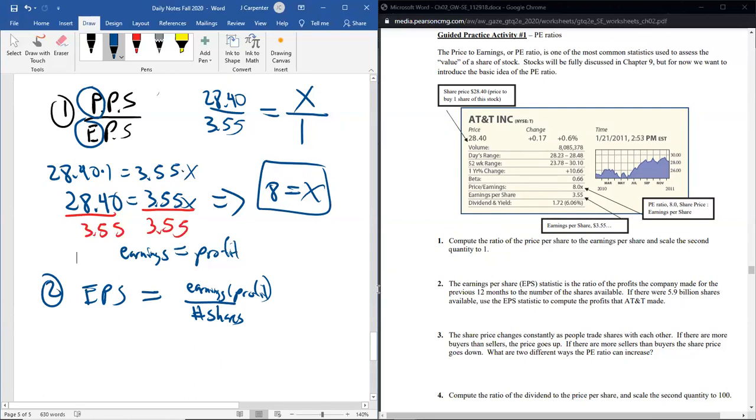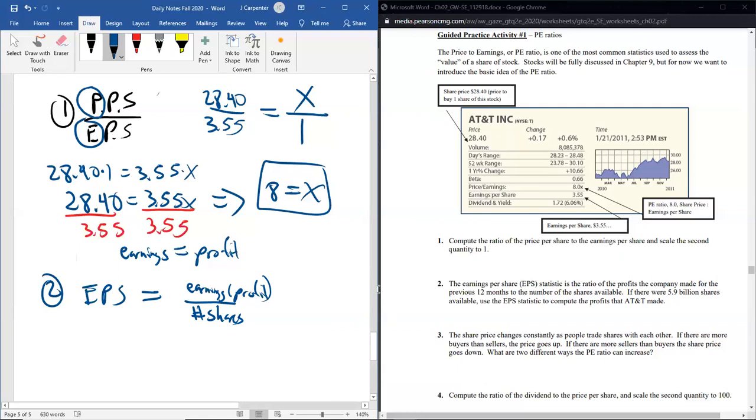They tell us that there were 5.9 billion shares available. That's also not in this table. I've always felt like that's something that should be in the table. They say how many shares were traded over the previous day, but not how many shares there are total. So there was 8 million traded yesterday, but there's 5.9 billion. So that's about 1,000 times more available.